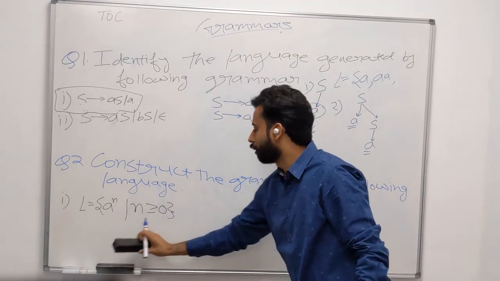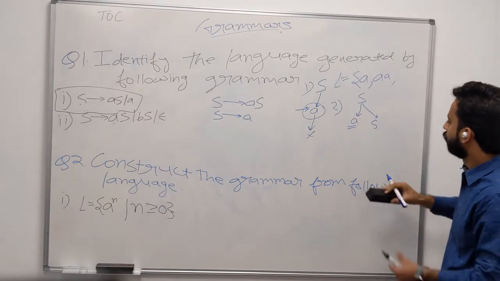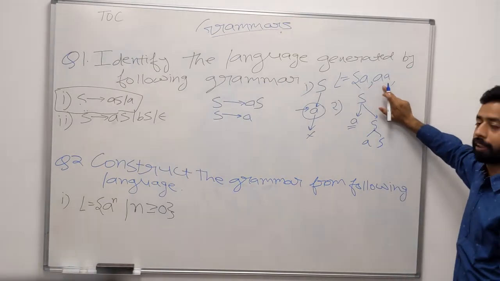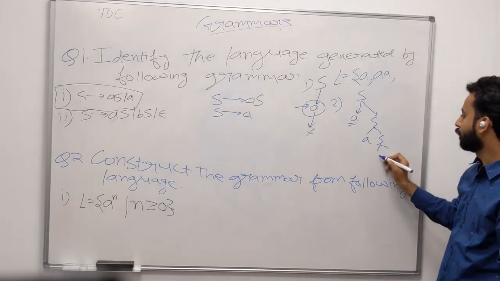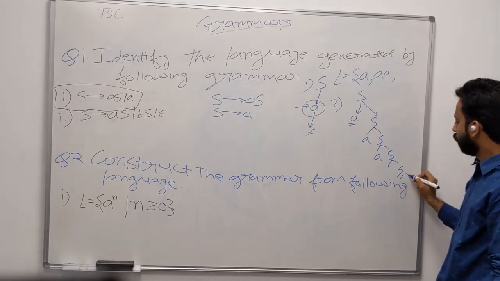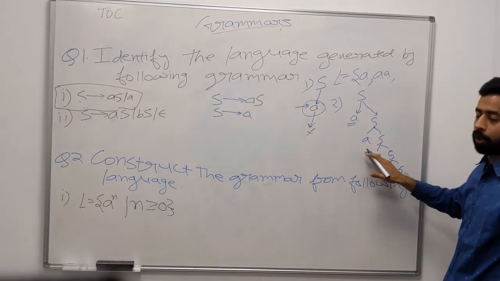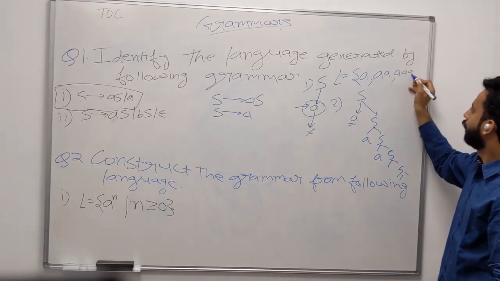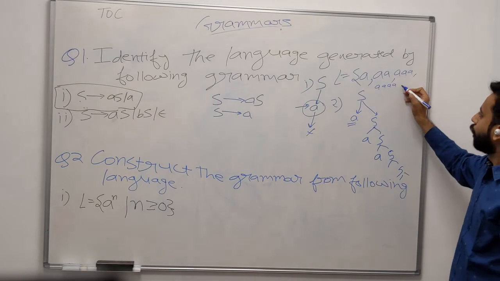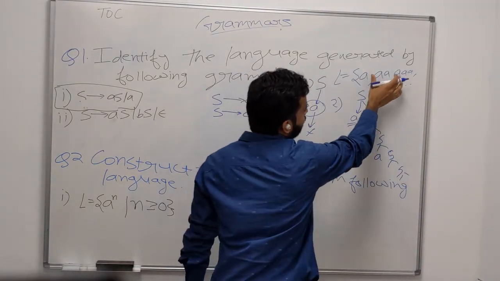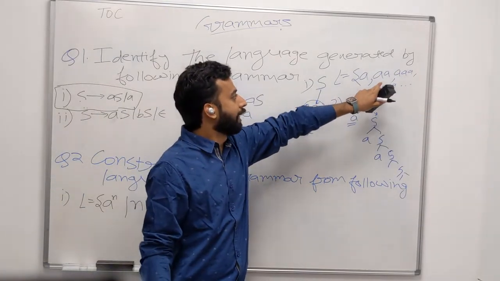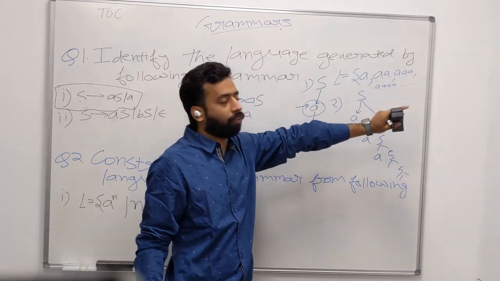If I proceed further, I can again replace it by AS. So we are getting one A, we are also getting double A. Can we get three A's? Yes, we can get three A's by using this type of production, and ultimately we can go further and get any number of A's that we want. So we also can get triple A, four times A, five times A, any number of A's we want. Ultimately, after analyzing all these strings, I can say that this grammar is producing strings in which A can be followed by any number of A's.